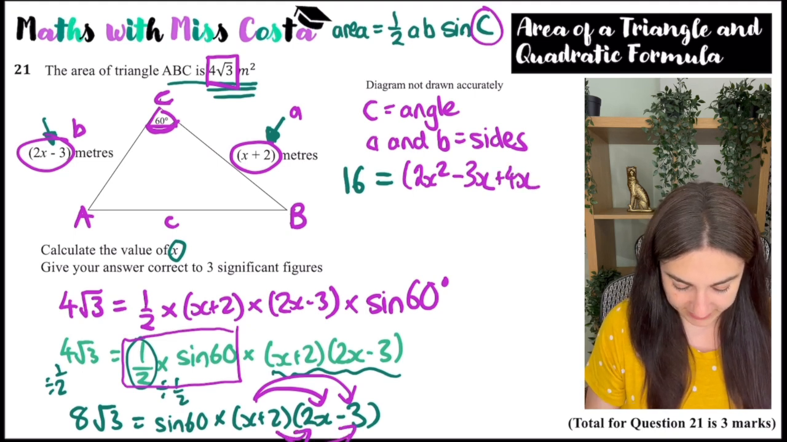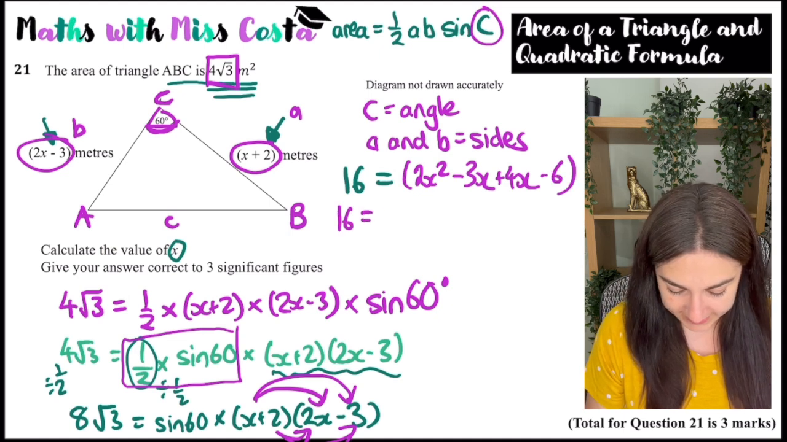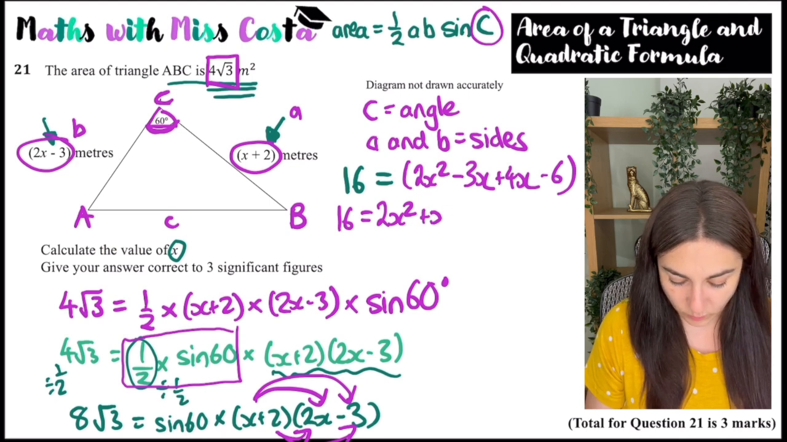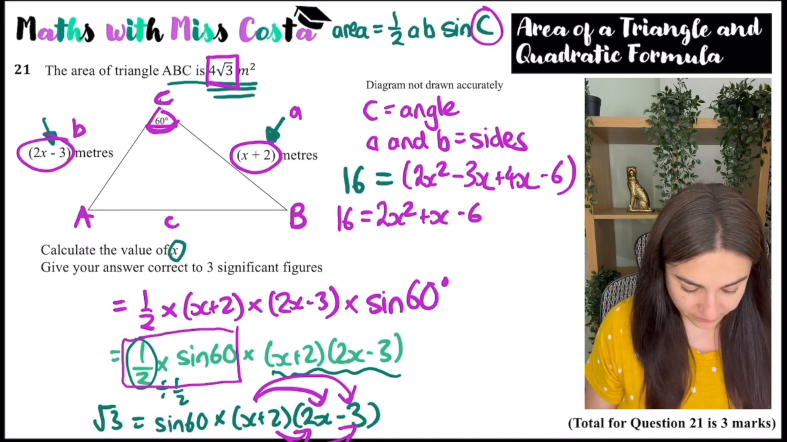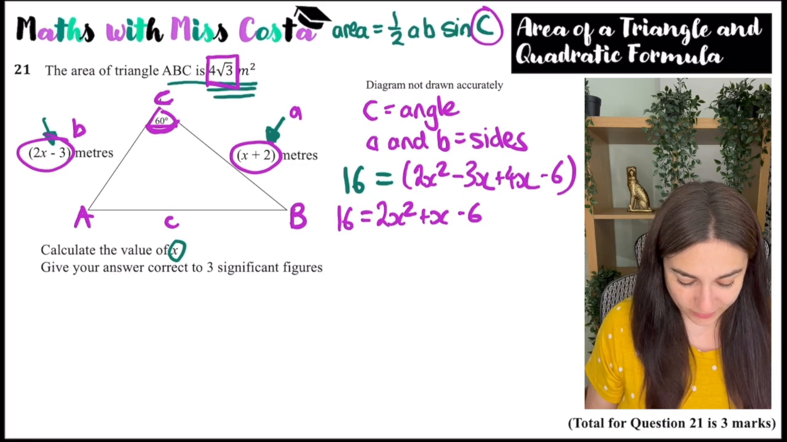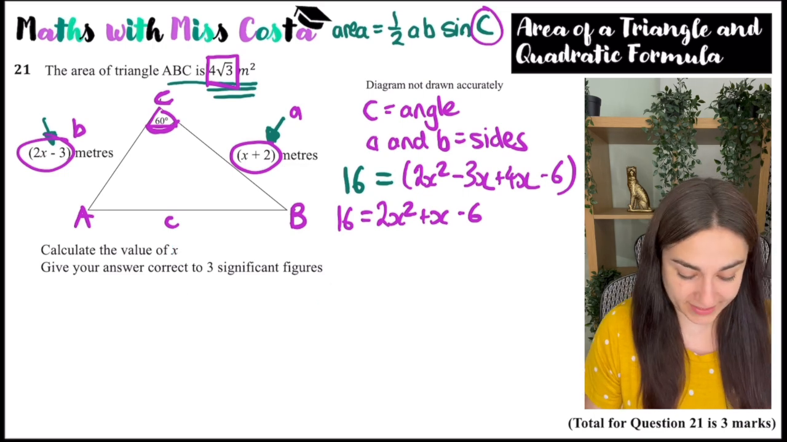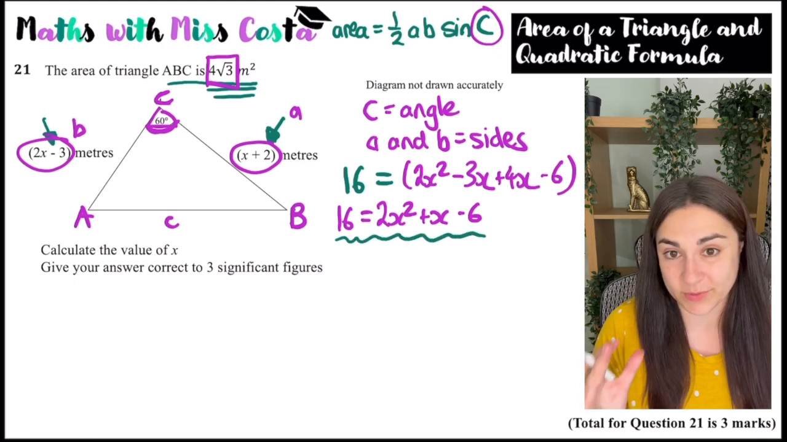And 2 times minus 3 is minus 6. So I know that 16 is 2x squared minus 3 plus 4 is 1 minus 6. Okay, so now I have a quadratic. And what do you do in order to solve a quadratic? In order to solve a quadratic, you need to rearrange it so it's equal to 0.